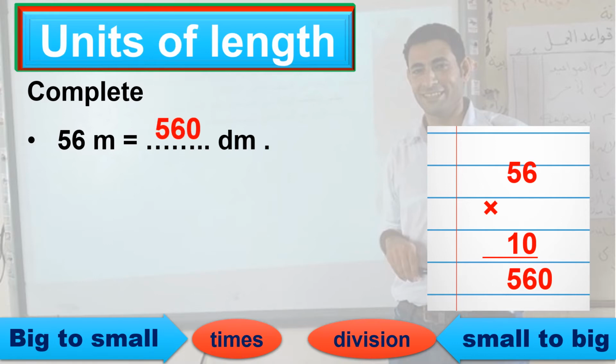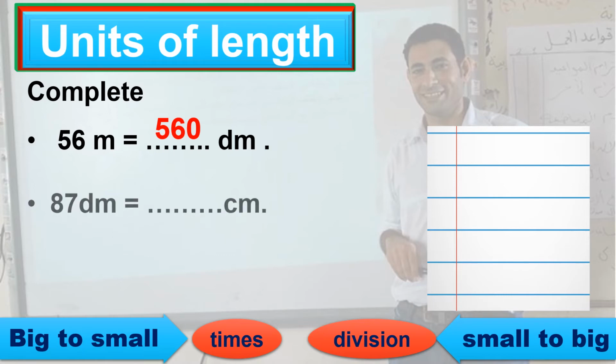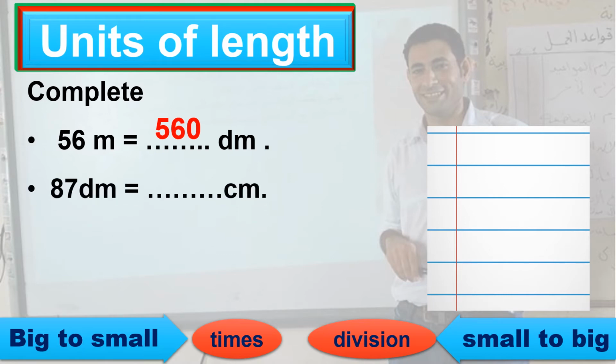Then 56 meter equals 560 decimeter. Another example, 87 decimeter equals dots centimeter. In this case we want to convert decimeter into centimeter. يبقى في الحالة اللي قدامنا احنا عايزين نحول 87 decimeter لوحدة قياس السنتيمتر. In this case we will multiply 87 by 10. The result will be 870.